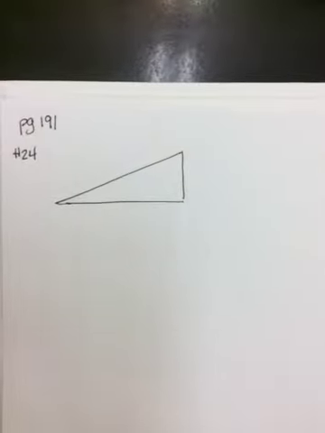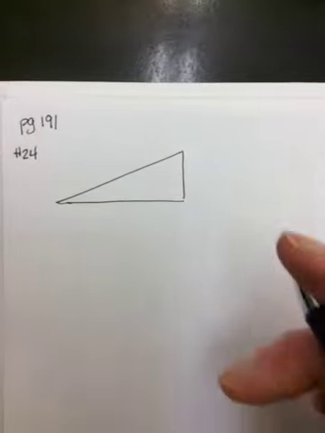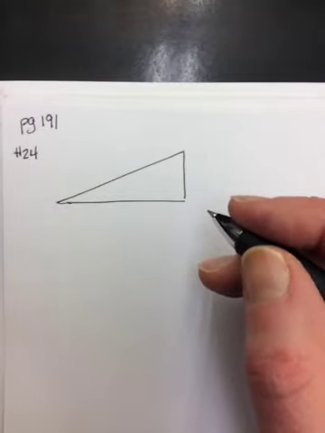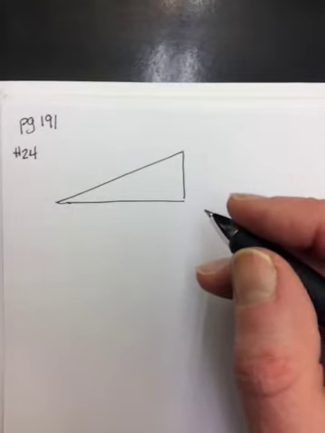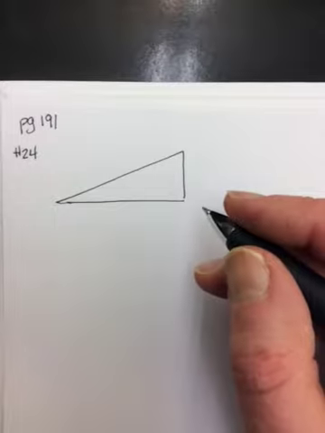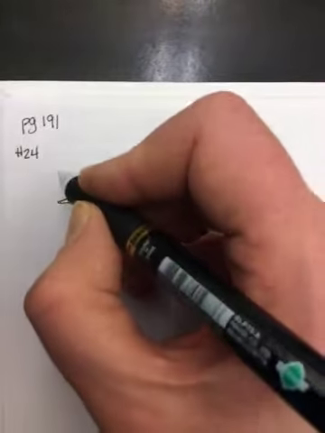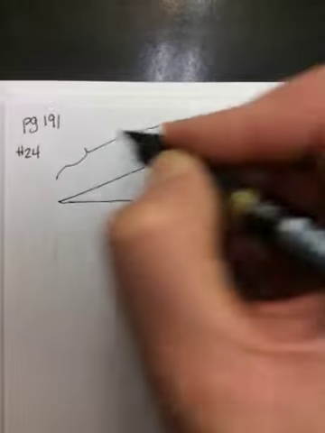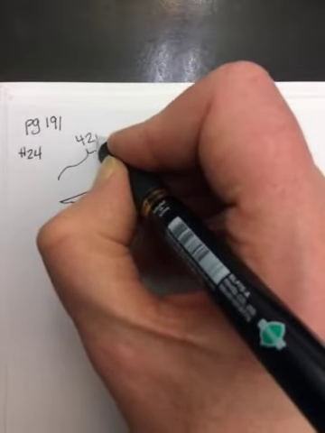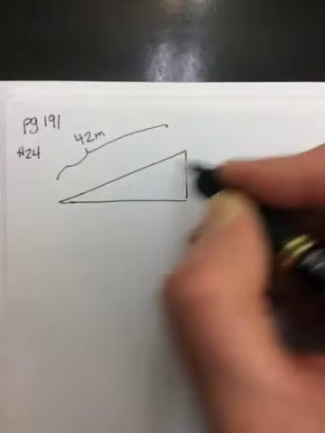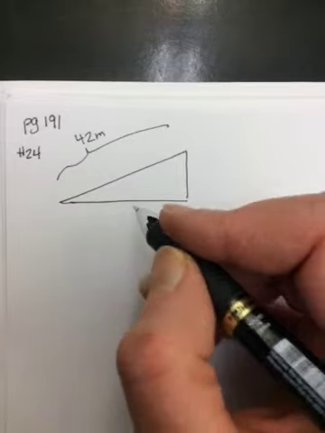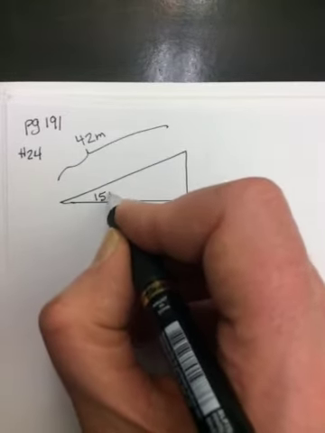Okay, so let's take a look at your homework questions, page 191, number 24. A 1975 kilogram car is parked at the top of a steep 42-meter long hill. Okay, when it tells you the hill is 42 meters long, it means the length of the hill this way, at an angle of 15 degrees.